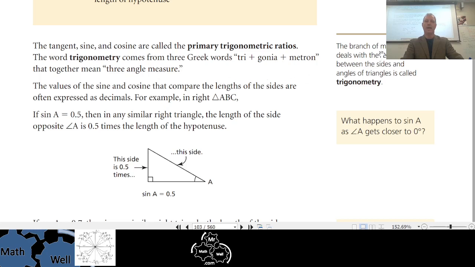And the branch of math that deals with the relations between sides and angles of triangles is called trigonometry. And I've mentioned that word before as well. So if you're interested in writing this down, you can. Trigonometry, there's the 3 parts of the word, Greek words, and it describes relations of sides and angles of triangles. So triangles, trigonometry, the primary trig ratios are what you should remember there.